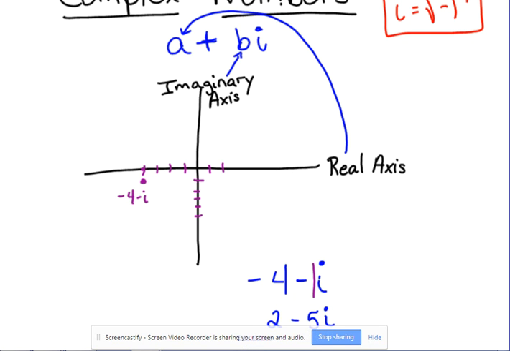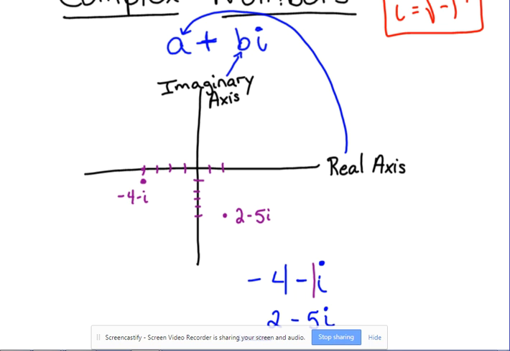Okay? How about 2 minus 5i? The real part is +2. So we're going to go right 2. The imaginary part is -5. So we go down to -5. This is the complex number 2 minus 5i.